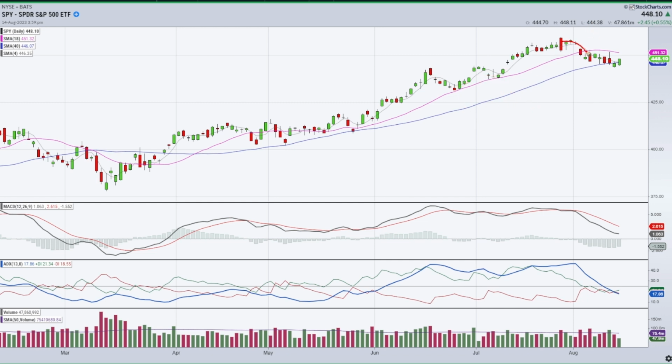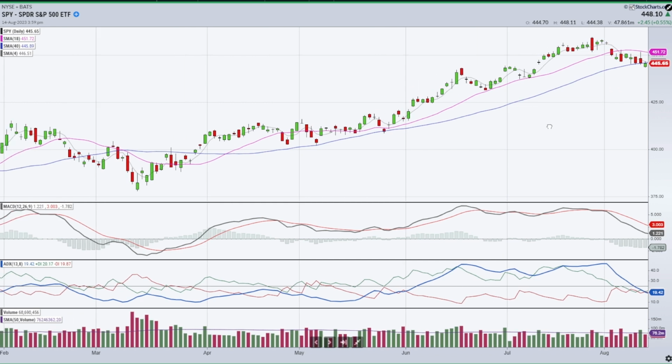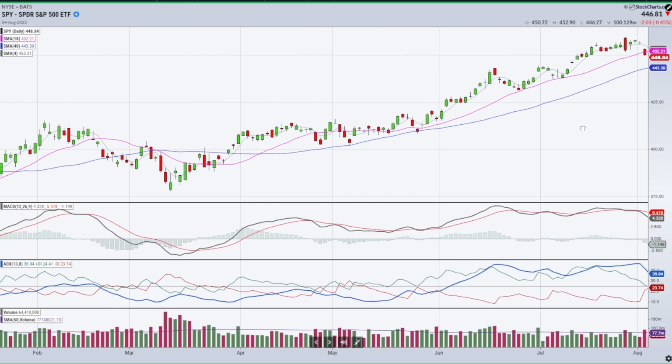Now, look at this pullback here. And this is the key. If I go back and look at this the day it was breaking, you still had a rising 18 and a rising 40. All right. Yeah, there was some deterioration in MACD, but we still had this 18 and 40 looking good. We still had a strong ADX.